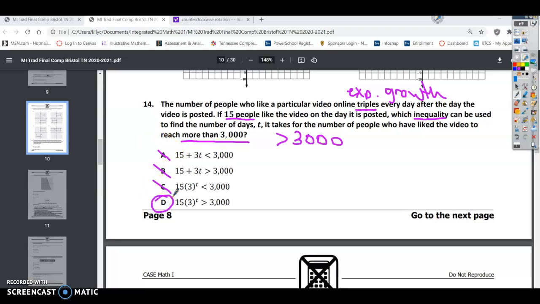And we get that because we know that raised to a power of t, or the variable is your exponent, that means it's exponential. And then we started with the initial amount of people, which is 15. It triples each day, and we want something greater than 3,000. So the correct answer for number 14 is D.